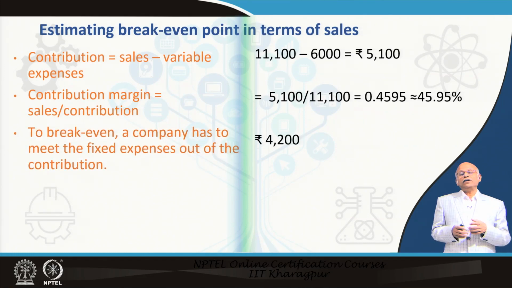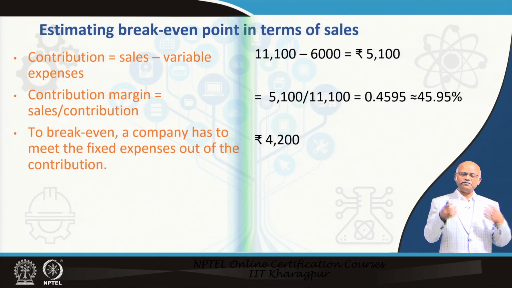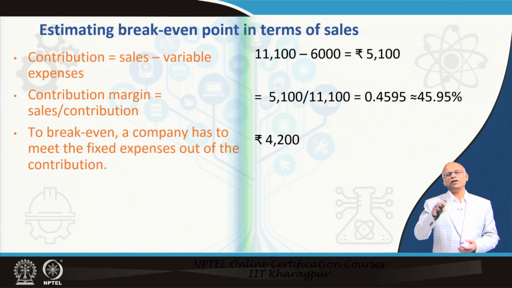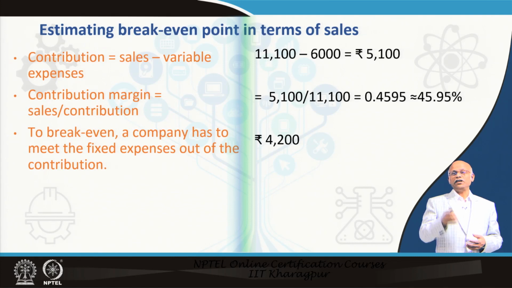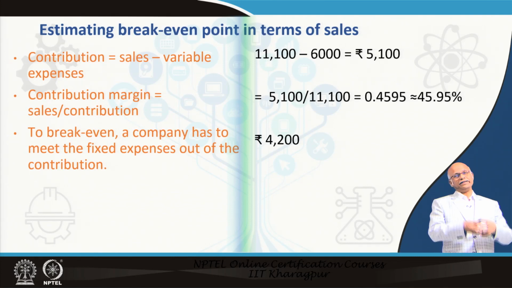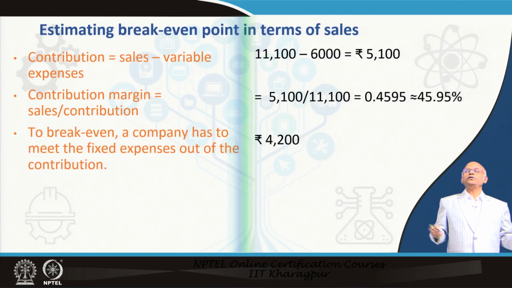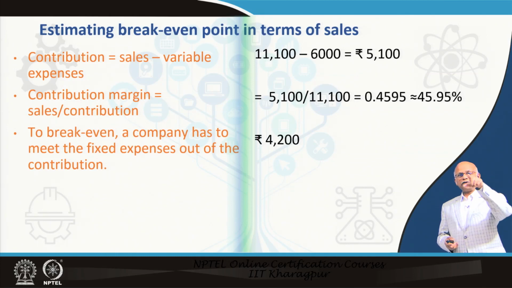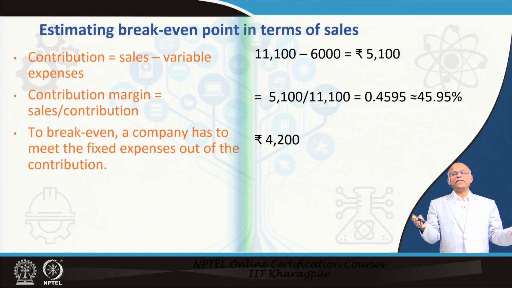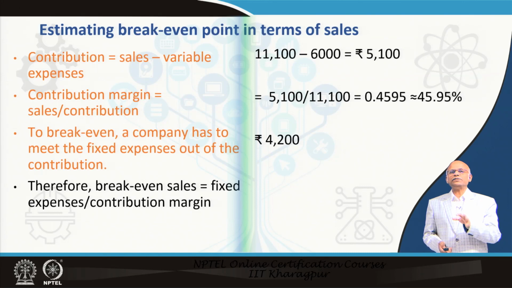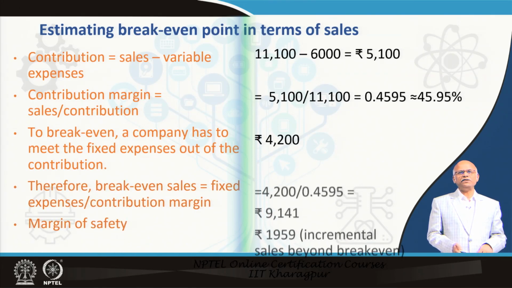And then to break even, you have to meet the entire fixed expenses, and fixed cost was 4,200. So, at what sales does your total contribution become 4,200? That is the break even point. So, you know the percentage of contribution. You divide this 4,200, that is to be met with the contribution, by 0.4595, you get the sales at which your total contribution is 4,200, and that is the break even point in terms of sales.